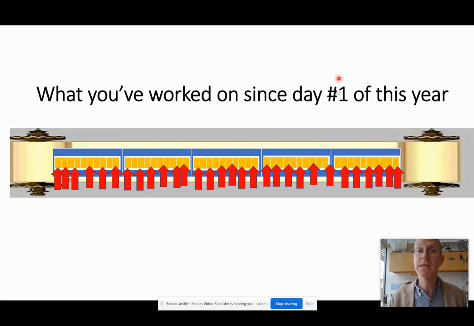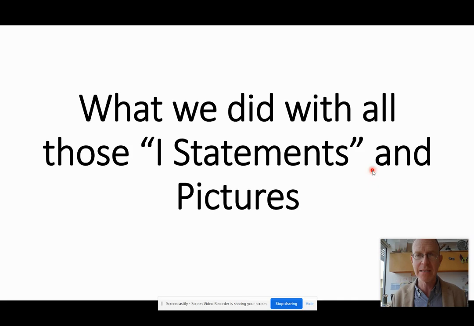What have you worked on since day one of this year? You have learned a little bit about the Torah. You've read different parts of the Torah, so you know the narrative flow of the Torah. And you've each been assigned or signed up for different parts of the Torah to A, make an I statement, and B, make a PowerPoint picture depicting that I statement, as if you were one of the characters or one of the elements or objects of the Torah in that scene.